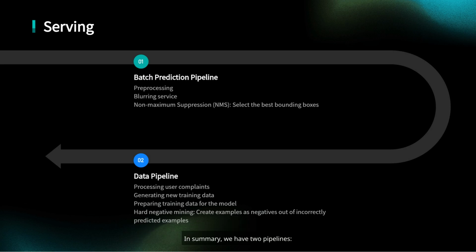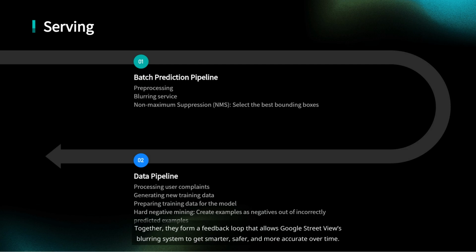In summary, we have two pipelines: a batch prediction pipeline that performs detection and blurring at scale, and a data pipeline that ingests real-world signals, like complaints, turns them into training data, and improves the model over time. Together, they form a feedback loop that allows Google Street View's blurring system to get smarter, safer, and more accurate over time.